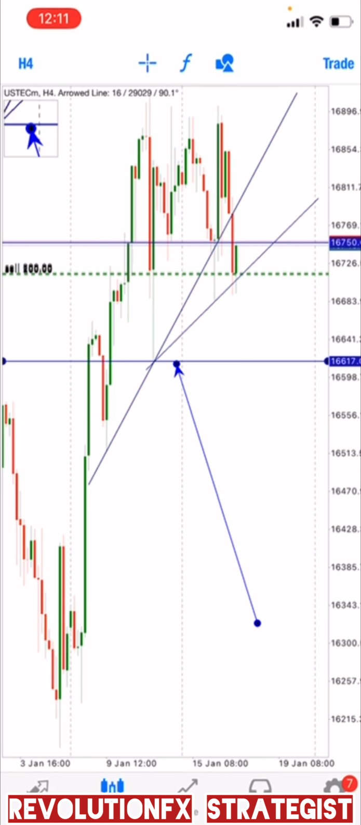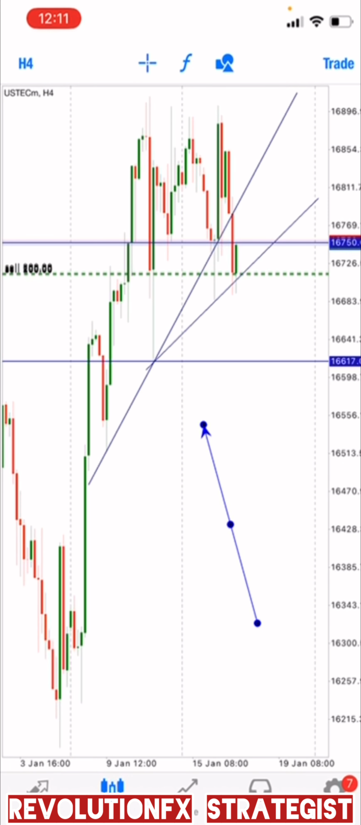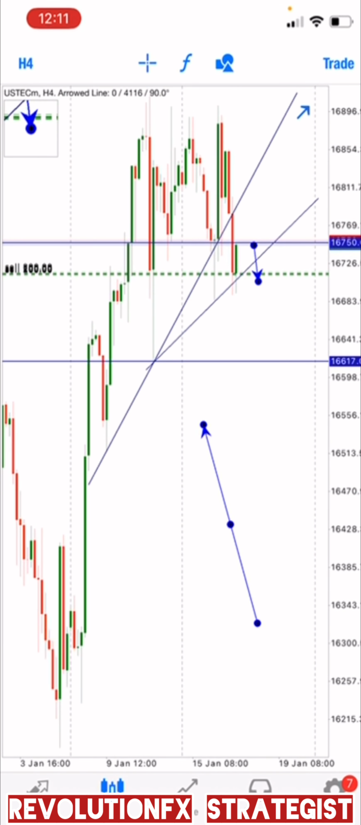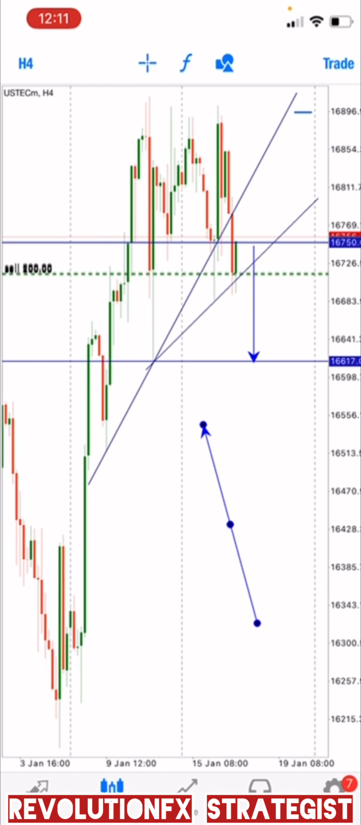Now, what are we targeting? We're targeting this zone right here, because this is also a confluence zone. We have this trend line, this trend line, and this horizontal line meeting at this exact spot. So this will be our next target, or our first take profit.